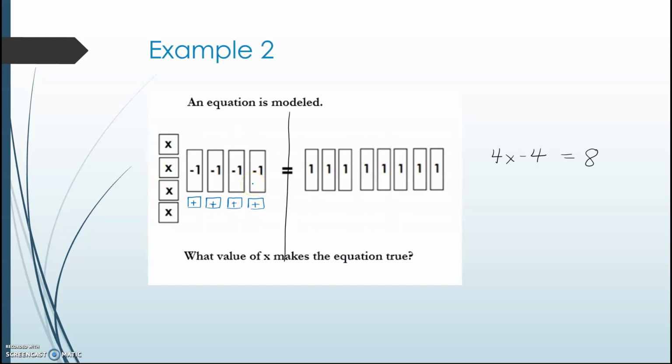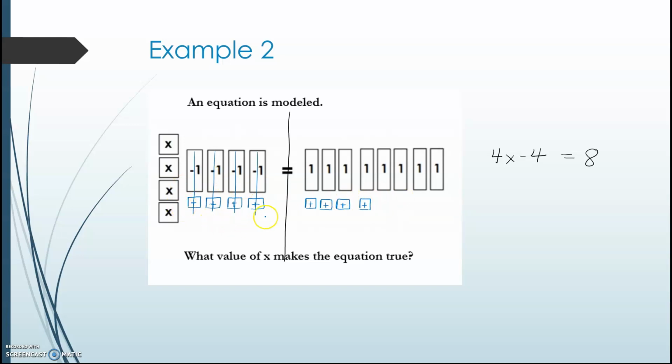And to make it equal, what I do to one side, I have to do to the other. So I add 4 on the right as well. On this side, this negative 1 and positive 1 are canceling, so we're canceling these 4. But on this side, nothing is canceling because none of them are 0 pairs, which is just fine.